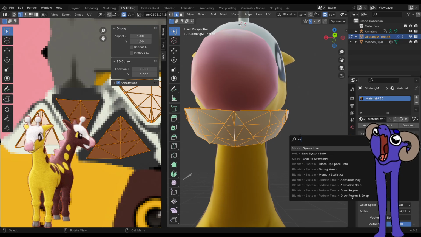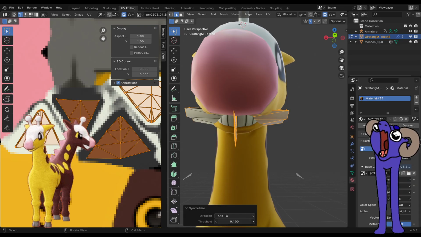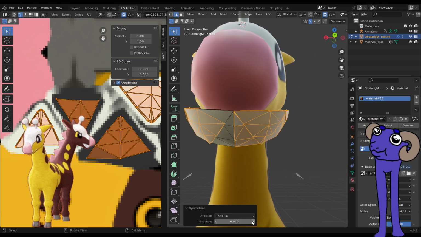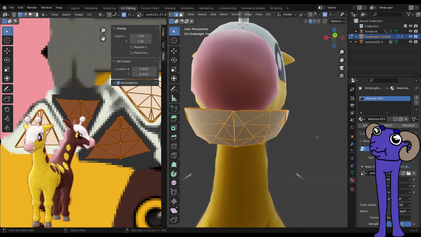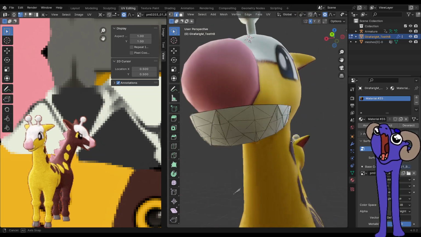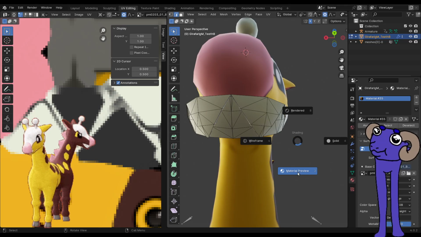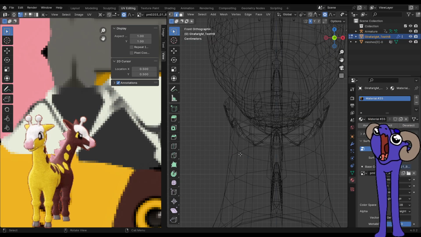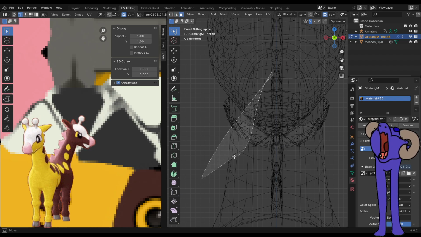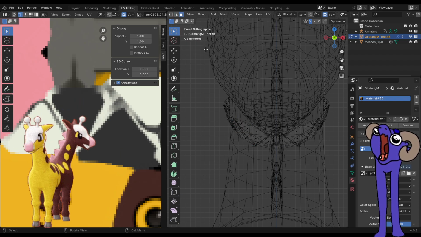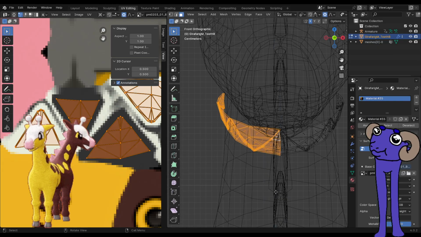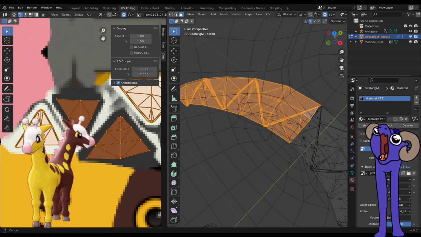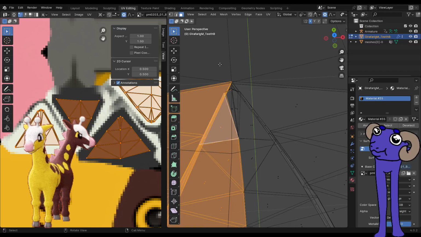Let's symmetrize this because it's a little bit... Oh god. That can't be symmetrized. Oh god, that's not a box selector. Please give me a box selector. How awfully placed are these vertices? Not that bad.